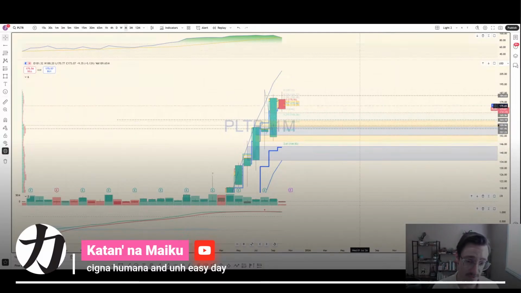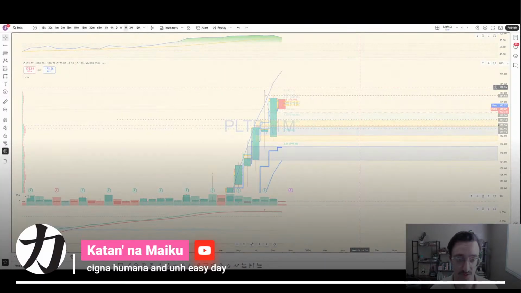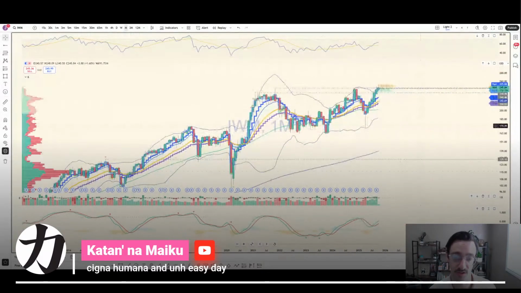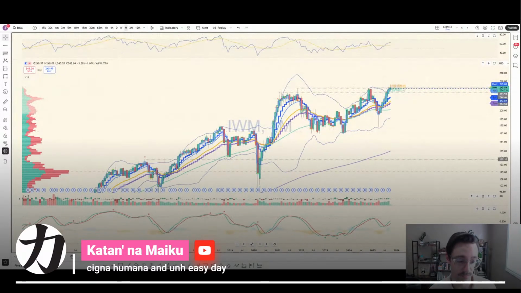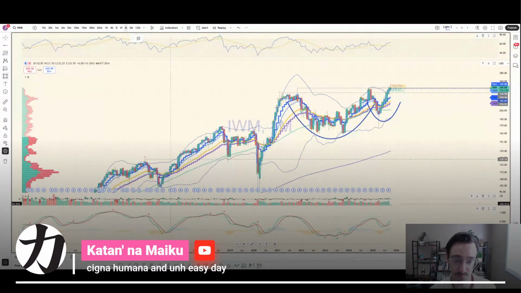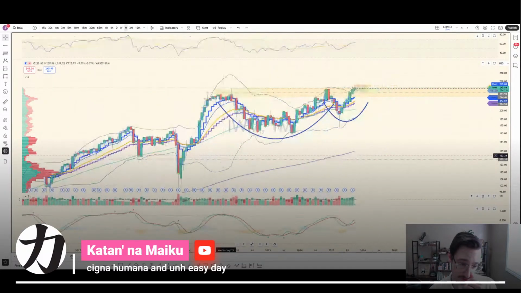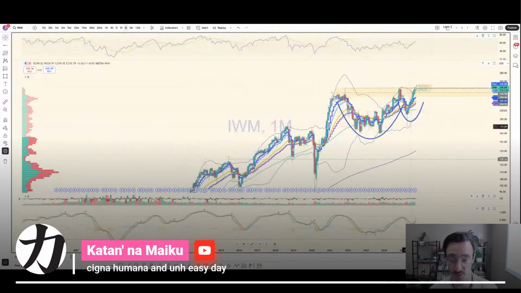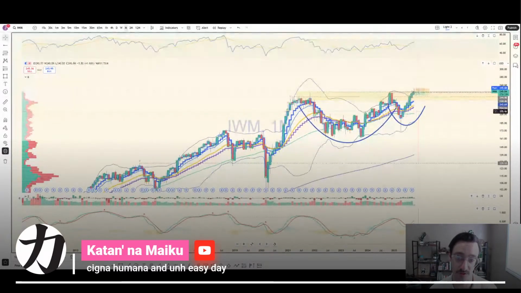IWM looking amazing. And this is one of the indices that I want to buy calls on all of them, but look at this. What's this? I know what this is. A very clean cup and handle. Well, pretty clean. Technically wicked down too much, but whatever, close enough. So, very bullish.